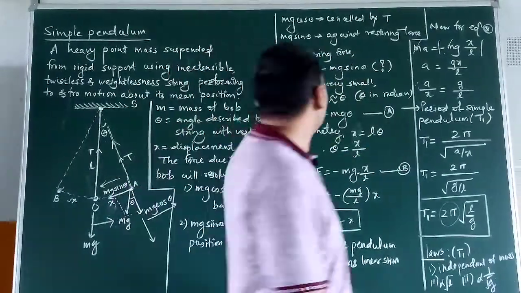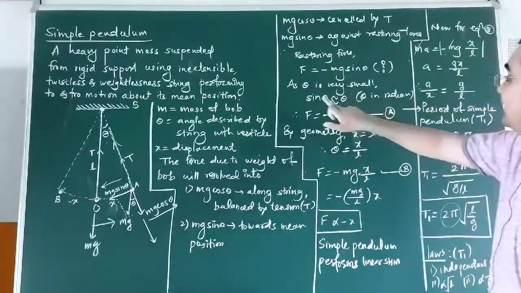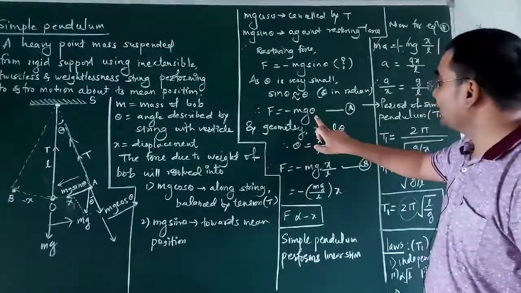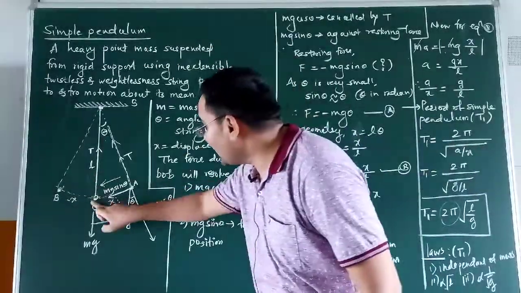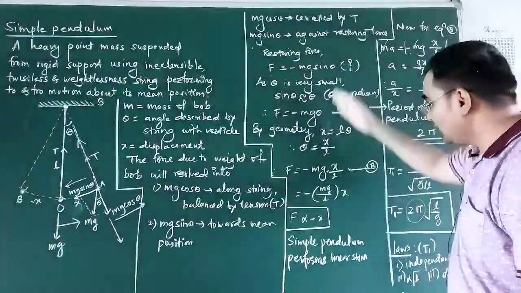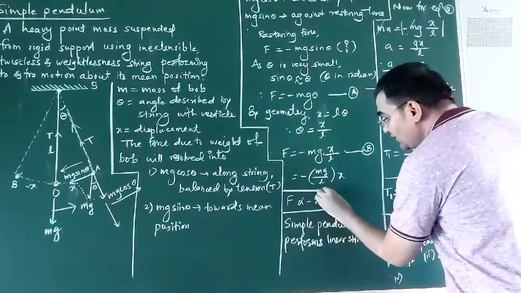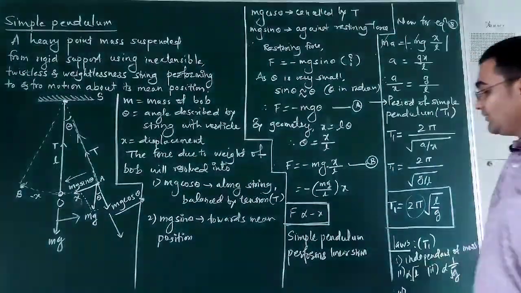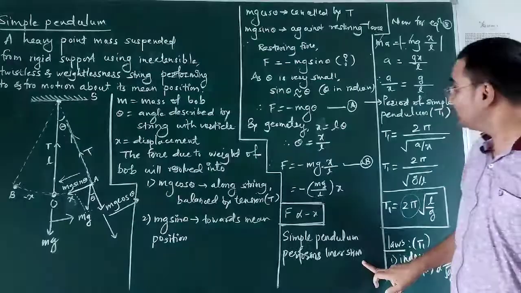Rest terms are very simple to explain. Theta is very small, sin theta approximately equal to theta. This theta is an angle inscribed by arc x. Then according to formula x equal to L into theta. Then we have successfully proven here that simple pendulum performs linear simple harmonic motion.